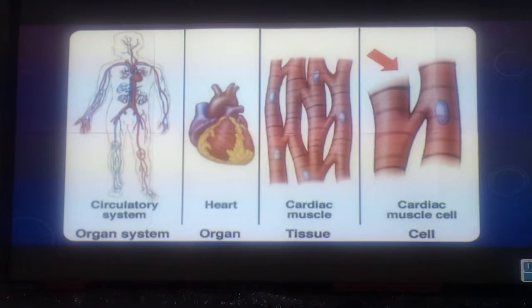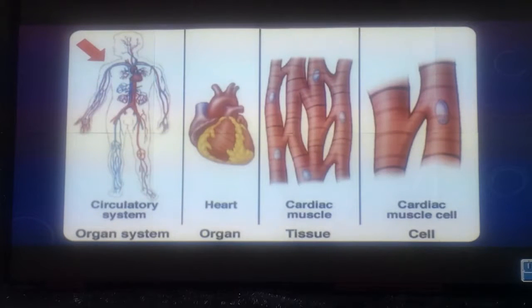This is an example of the order of how things are grouped together. This is an example of a cardiac cell, and cardiac means heart. So in the beginning it starts with just one cell, but a group of cells forms what we call a tissue. And then groups of tissue work together to form what is called an organ. So cardiac cells make the tissues for the heart. And then along with other organs, it creates what is called a system.